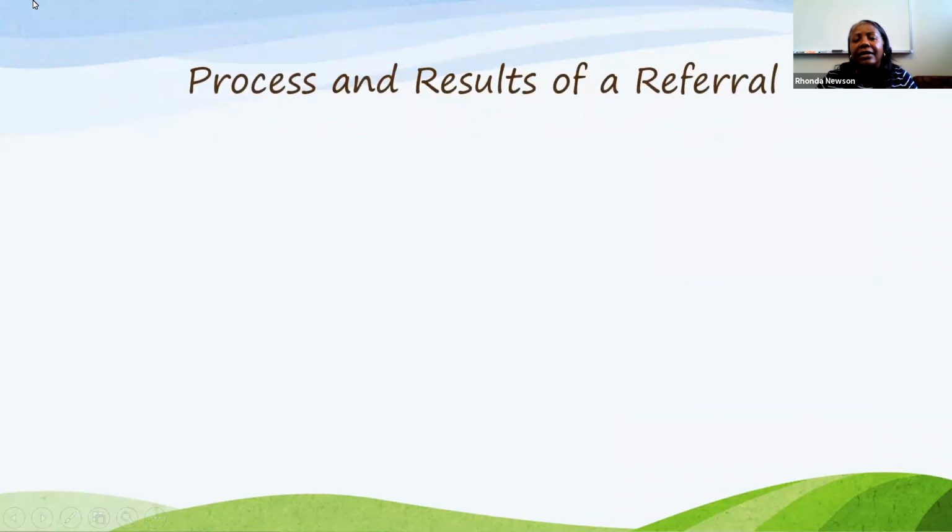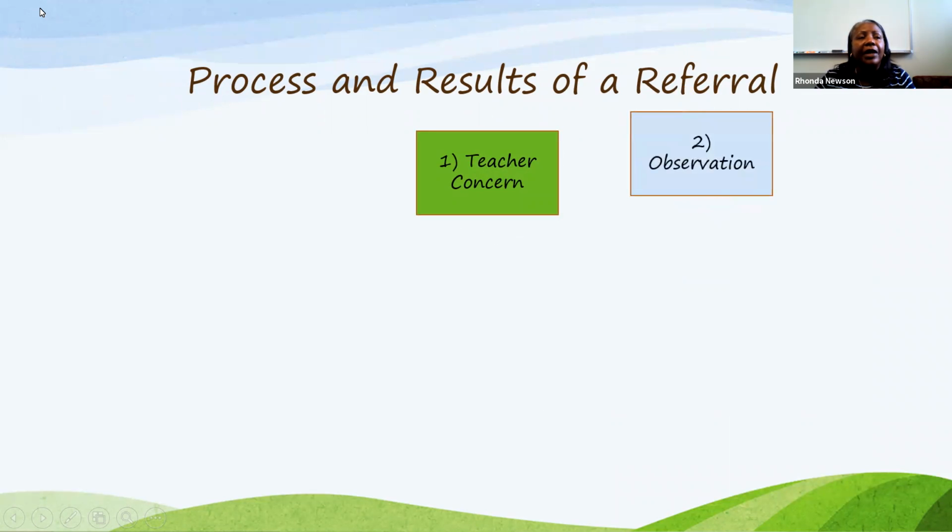So there's the process and results of a referral. 9 times out of 10, when you submit a teaching concern and I contact that parent, they are already aware of the concern. That's why they sign off on it. And 9 times out of 10, that parent wants to address that concern. So what we do is a referral. We get the teaching concern, there's the observation, or I might call the parent first. Either one is going to happen.